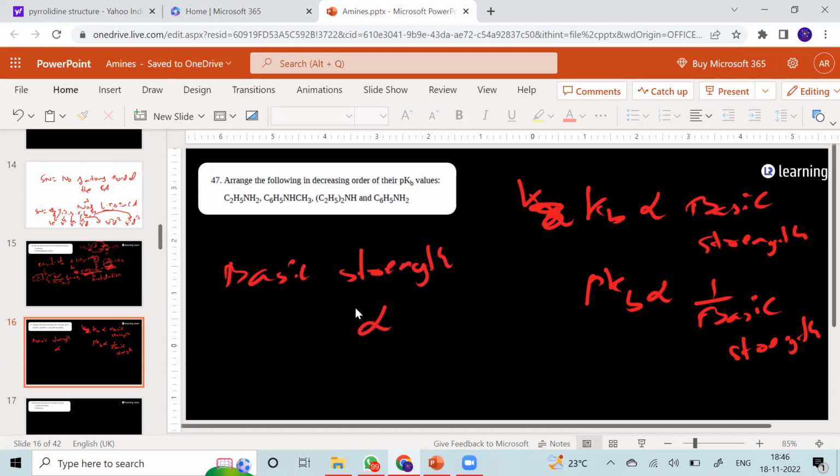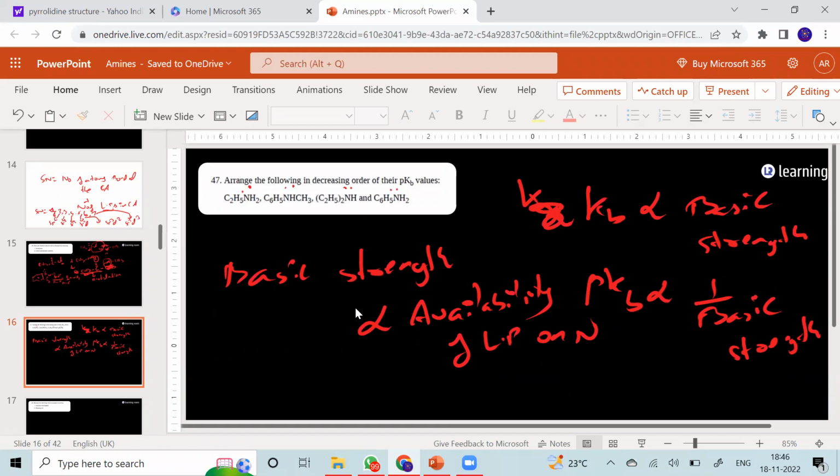It is going to be directly proportional to the availability of the lone pair on the nitrogen, or a more electronegative atom. No, we are talking only about nitrogen here. A more available lone pair on the nitrogen atom, right? So all of them are going to have a lone pair.